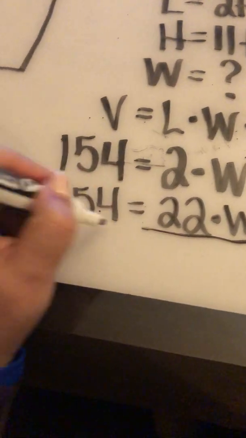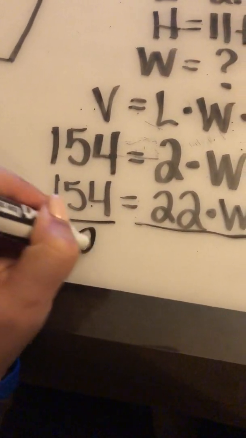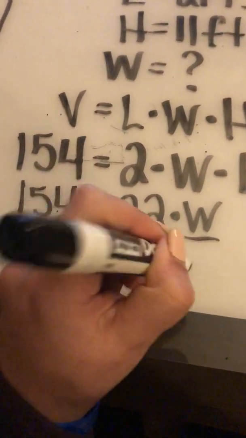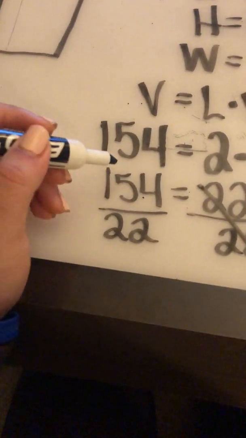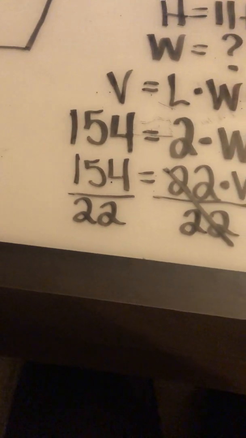So now I would divide by 22 on both sides so that I isolate the W. So these will cancel, and I would be left with the quotient of 154 divided by 22. And that answer is going to give me W equals 7.